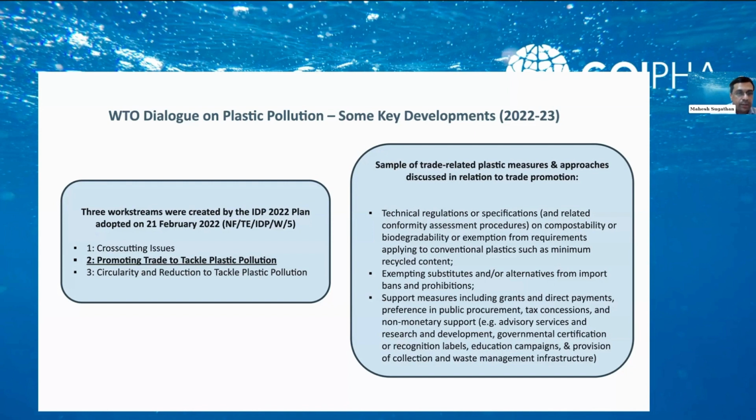And these, for example, as you can see, include technical regulations or specifications, related conformity assessment procedures around compostability or biodegradability, exemption of substitutes and alternatives from import bans and prohibitions which apply to conventional polymers, and support measures such as grants, preferences in public procurement, tax concessions, and non-monetary support such as for research and development. Next slide, please.